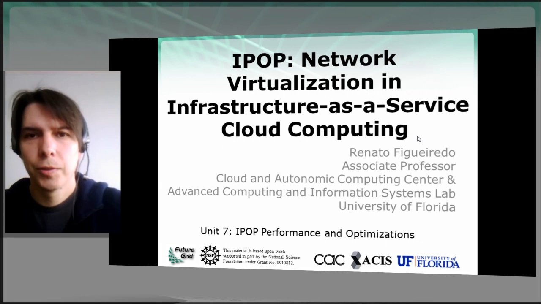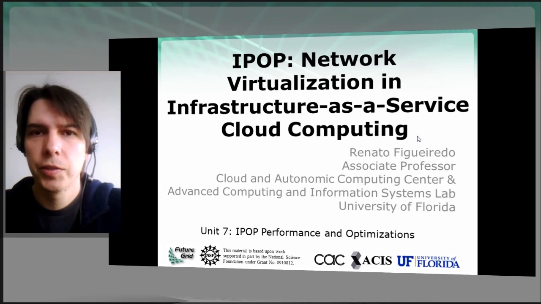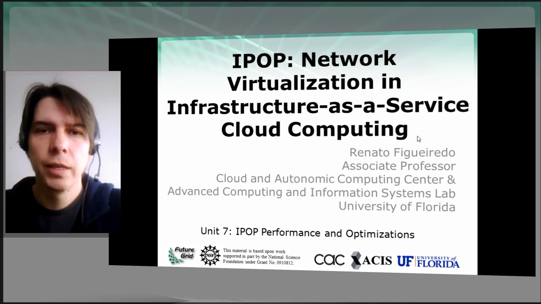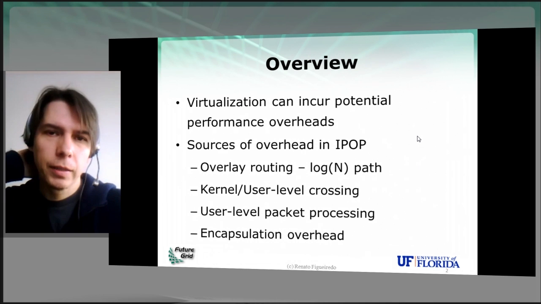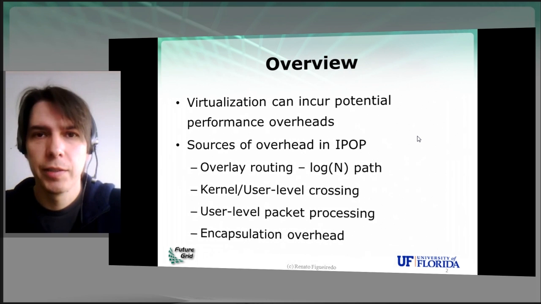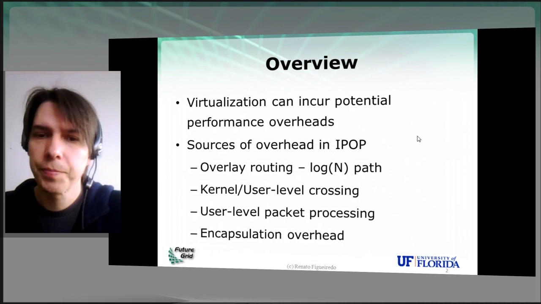Welcome to Unit 7 of our course, where we're going to discuss performance in IPOP and some of the optimizations that are implemented to improve performance. As an overview, one issue with virtualization is that it introduces a level of indirection, as we've seen, which can incur potential performance overheads for certain operations.